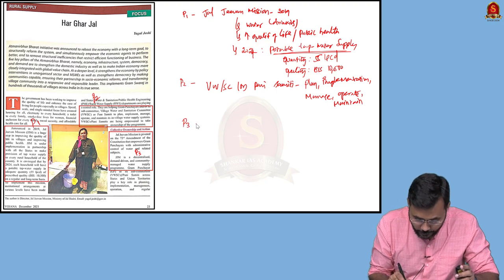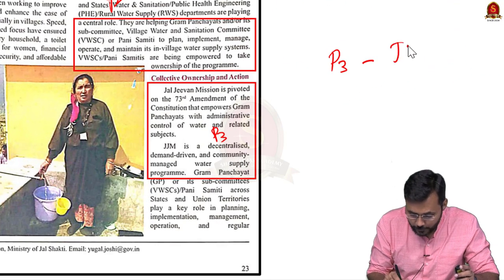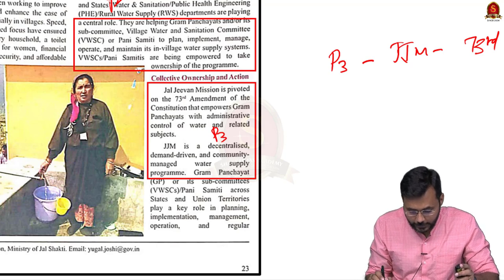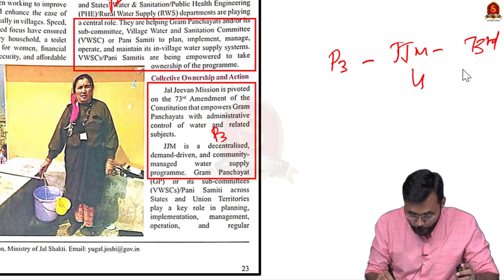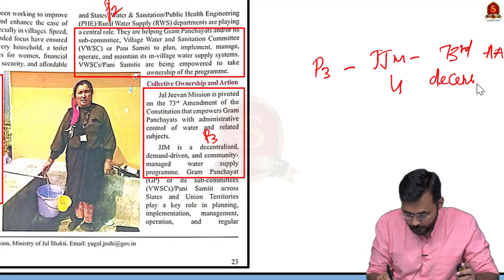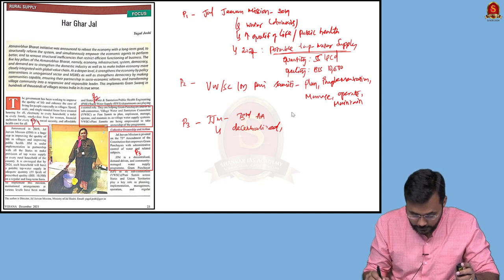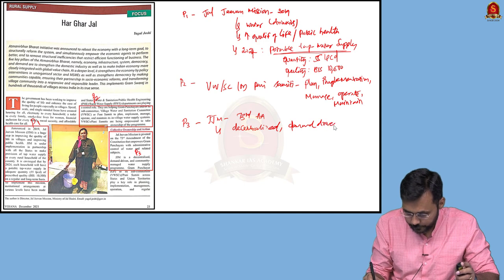And in paragraph 3, the Jal Jeevan Mission is highly integrated with the 73rd Amendment Act. That's nothing but the panchayat system. And the Jal Jeevan Mission is entirely focused on a decentralized, demand driven and community managed water supply program.